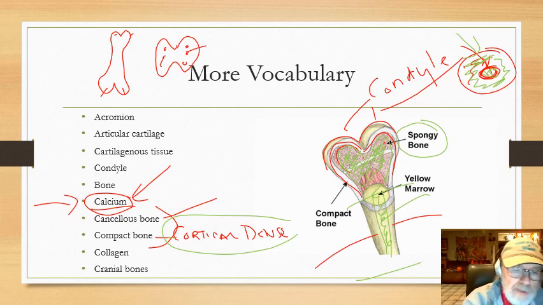Okay, collagen. Collagen is important. Collagen is a connective tissue. There are certain cells in the body called fibroblasts, and what these fibroblasts do is they spit out collagen. And even though we think of bone as being hard, bone will bend a slight amount. It has to, because if the bone is too hard, it becomes too brittle, and the bone will crack.